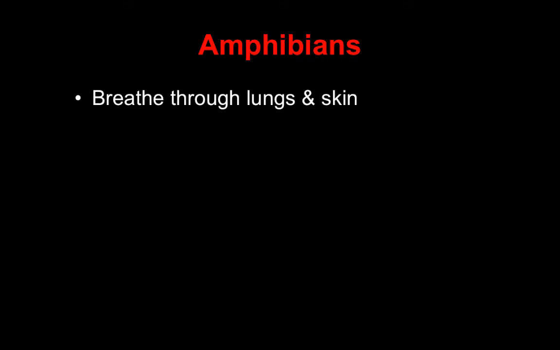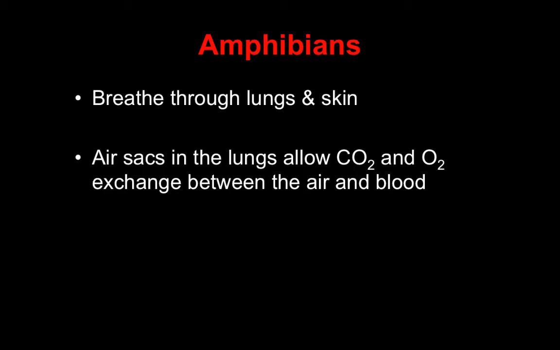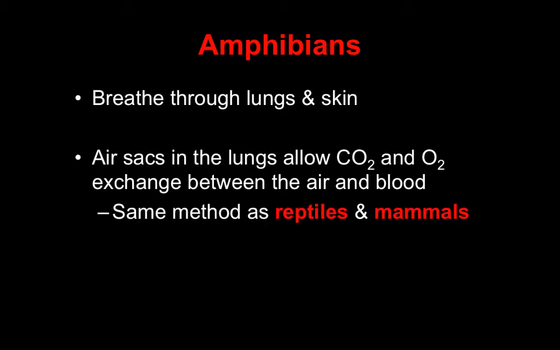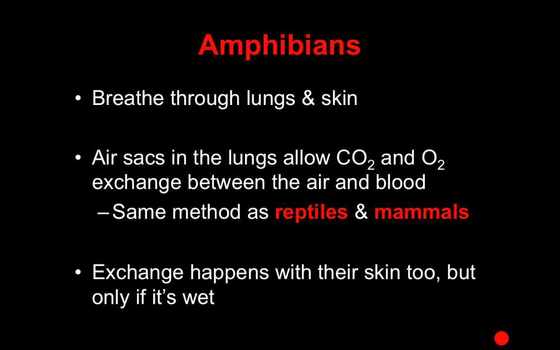Now, amphibians breathe through lungs, but they also breathe through their skin. And the way that their lungs work is they have little air sacs that allow CO2 and oxygen to be exchanged between the air and the blood. And this is actually the exact same method that reptiles and mammals use, because remember, reptiles and mammals all just evolved from amphibians. And exchange happens with their skin as well, but only if it's wet. This is one of the reasons why amphibians have to stay near the water.